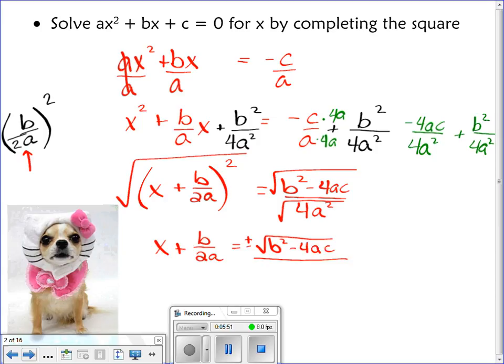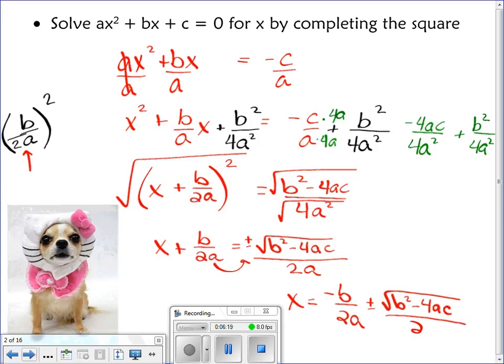Square root of 4a squared is 2a. No squared, because the square root of a squared is just a. And then to get x by itself, we're going to move this over here. So we get x equals, when this moves over, it becomes negative b over 2a plus or minus the square root of b squared minus 4ac over 2a.